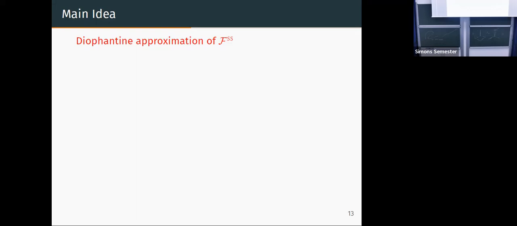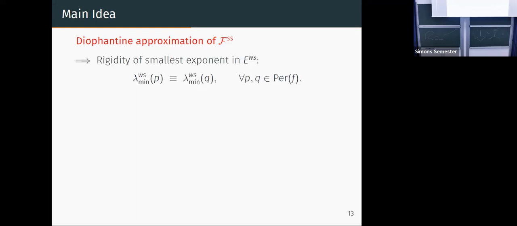And it allows you to play some games, which we showed yesterday. But here you need to play a lot. It's actually the same game played repeatedly, and it gets you a lot of information. The first thing is that you have the rigidity of the smallest exponents in the weak stable. That means the smallest exponent at every periodic point, we can show it is the same. I think this part is quite similar to yesterday. Now, for every periodic point, because the dimension of the weak stable may be very high, I don't know how many eigenvalues are inside. We don't know how many, but we just know that the smallest one everywhere is equal.